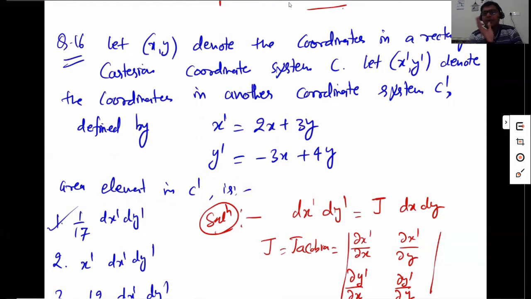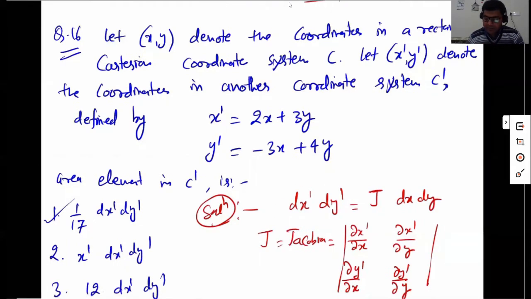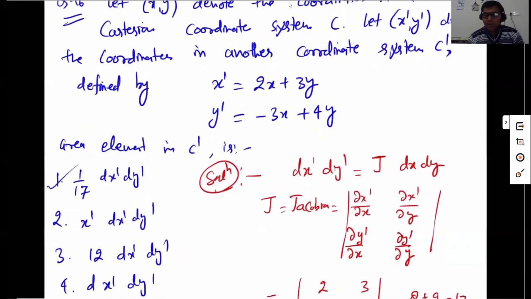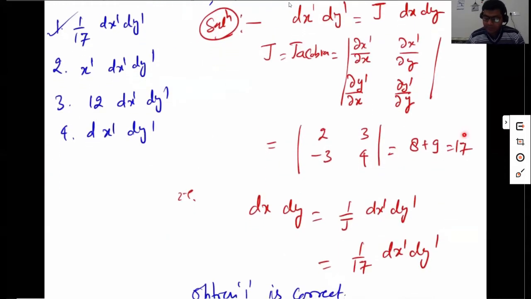So the area elements are connected by the Jacobian. This is the area element in the new coordinate system, this is the area element in the old coordinate system, and this here is known as the Jacobian, which is the determinant of del x prime over del x, del x prime over del y, del y prime over del x, del y prime over del y. We calculate this and we get it to be 17.